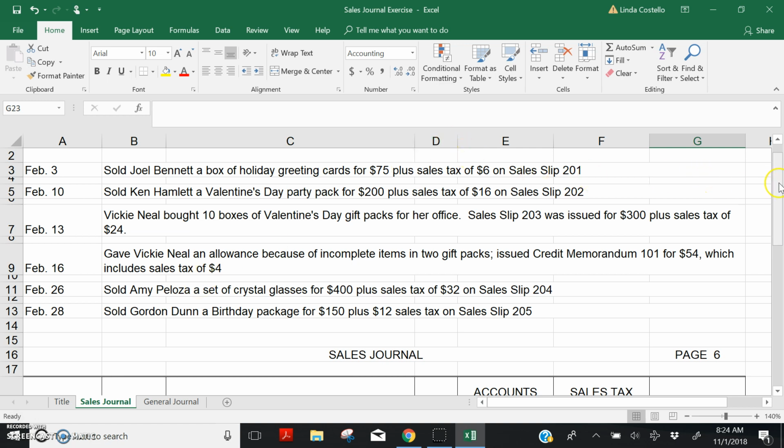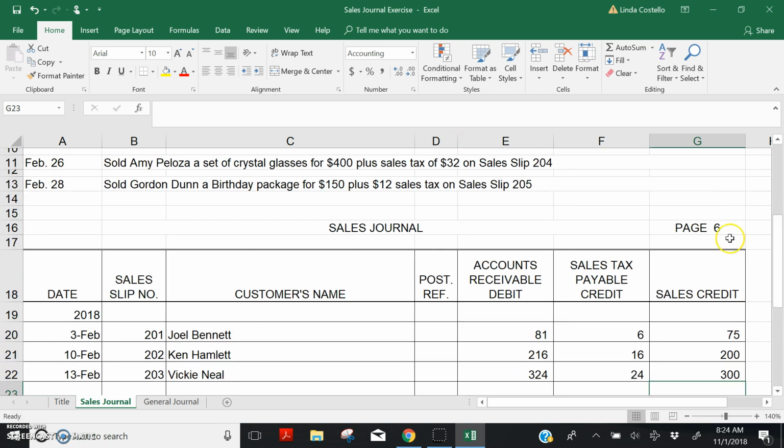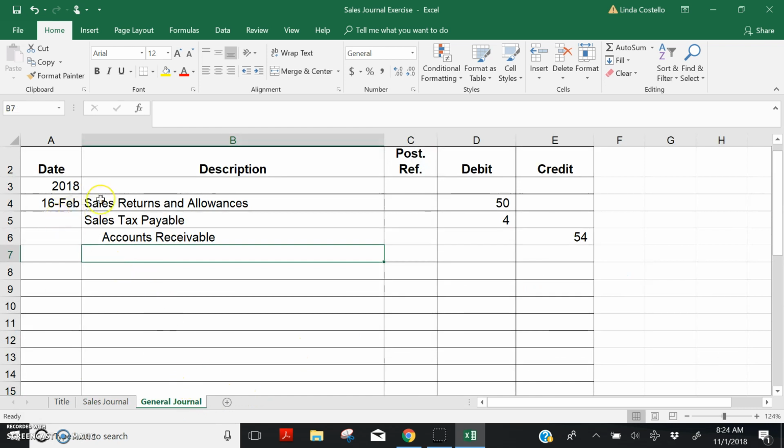Ask yourself a really important question. Is this a sale of merchandise on credit? Will it fit on a sales journal? The answer is no. Therefore, this transaction cannot be recorded on the sales journal. We'll need to record the transaction in the general journal instead.